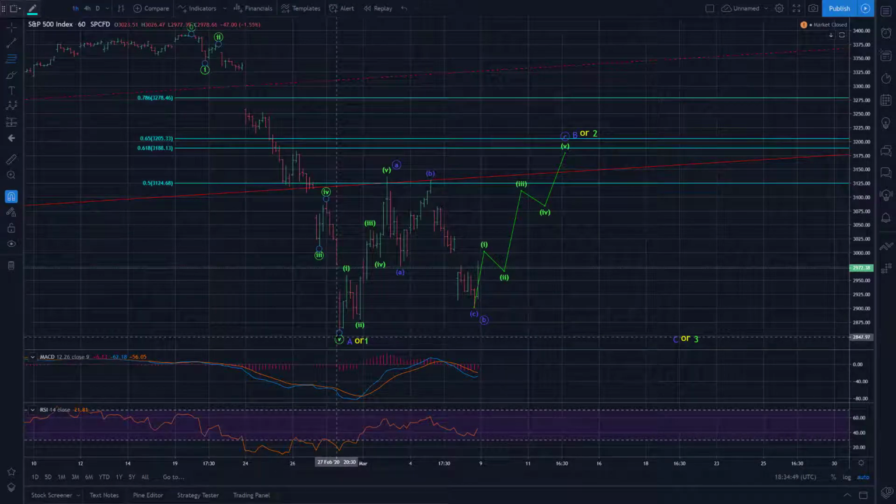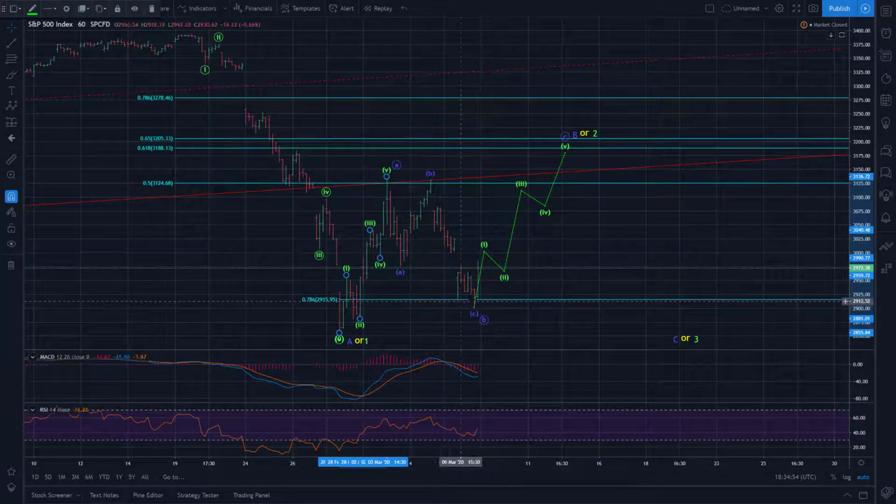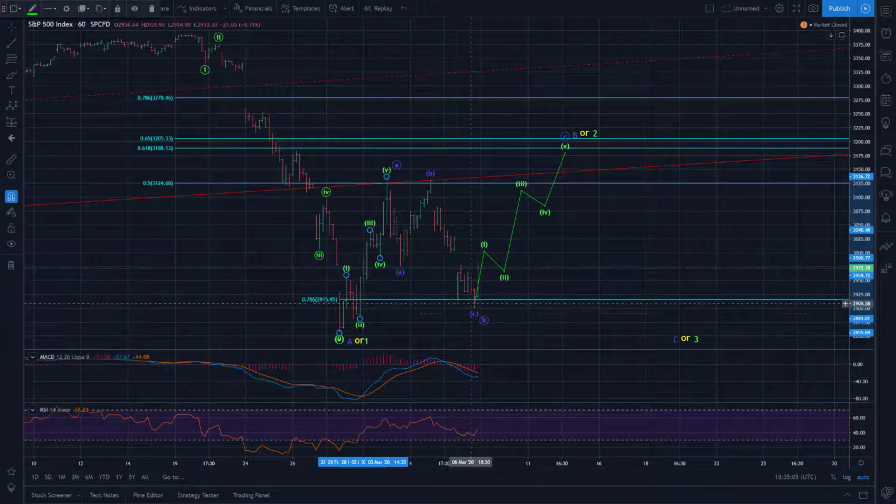If you just do a Fibonacci retracement from this initial 5 up for A, you see we came down to right around that 786 retracement zone. A deep retracement, but an internal retracement nonetheless. And now we've started reacting quite strongly into Friday's close off that level.